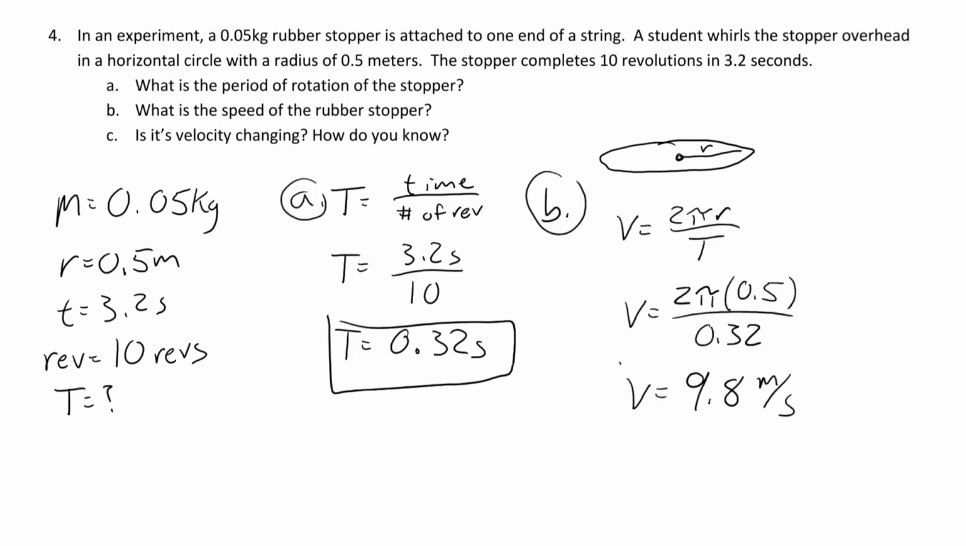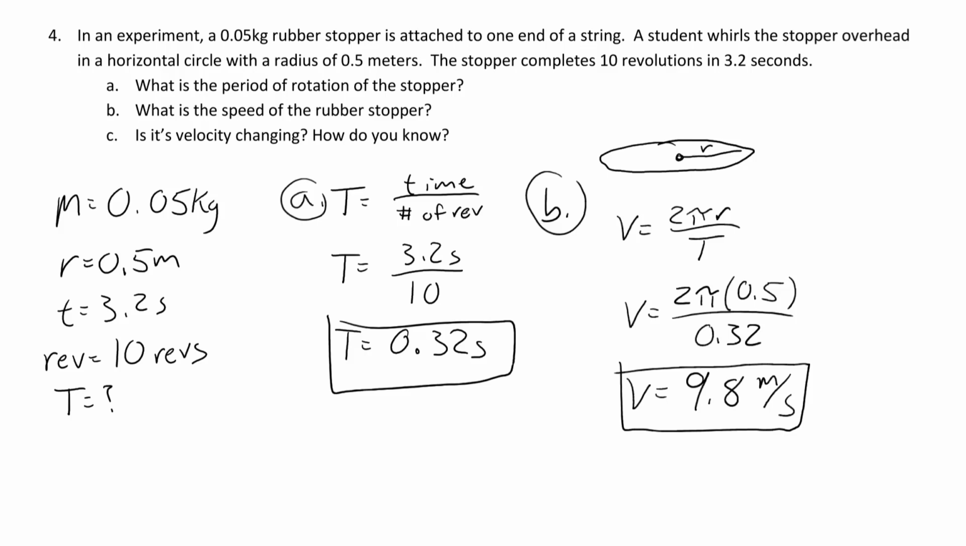Nice, 9.8. That might be a familiar number. You should be very happy when you see that number. But it is not the acceleration due to gravity on Earth in this case. This is your tangential velocity, how fast you're going, not a rate of change of your speed like acceleration. All right, it just happens to be 9.8. So good. That's B. C says, is the velocity changing? How do you know? What do you think? Is the velocity changing?